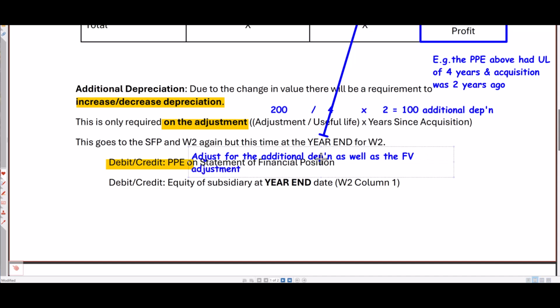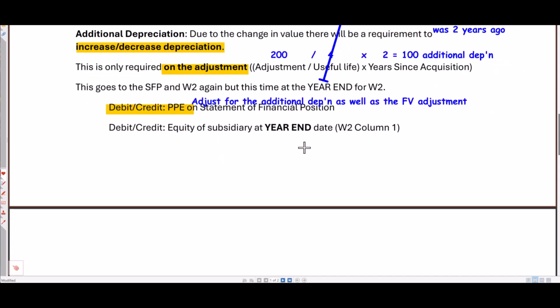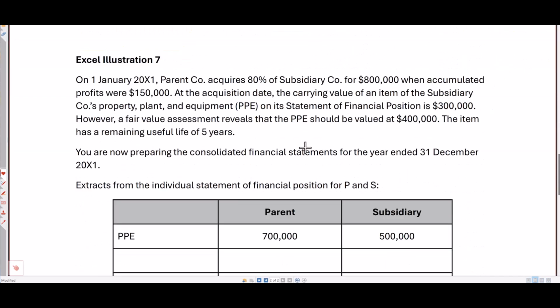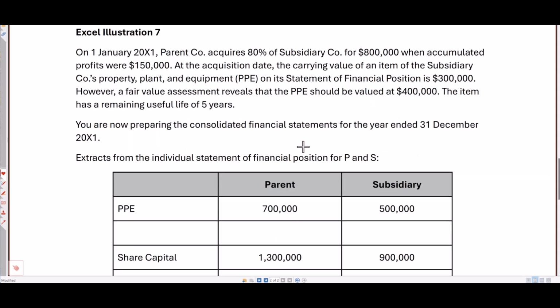Okay, so adjust it for the fair value change, then work out your additional depreciation and make that adjustment as well. Right, look, as with all of those things, we need to have a look at this in a question and that will make it clearer. So let's look at illustration 7.